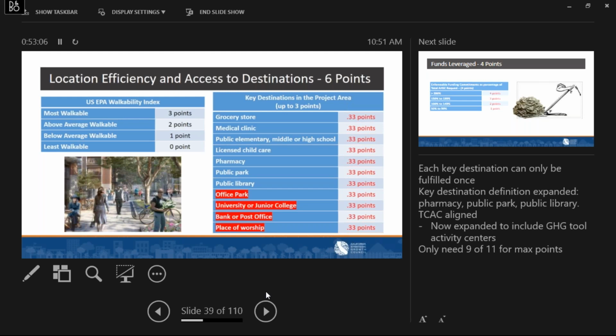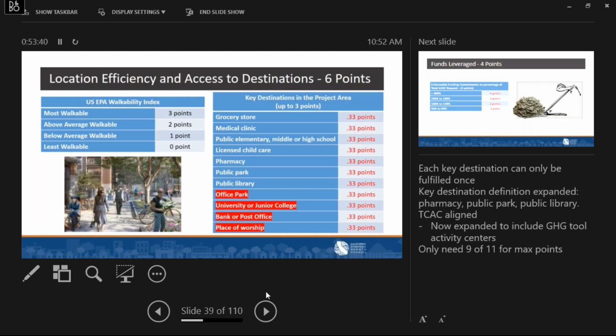So this is down from 1/2 a point in previous rounds to now just 1/3 of a point. We did this because you'll notice those red highlighted key destinations were newly added to this key destination definition. What we did here is align our key destinations with our activity centers, which are located within the AHSC benefits calculator tool. So now activity centers and key destinations, those two definitions are the same.